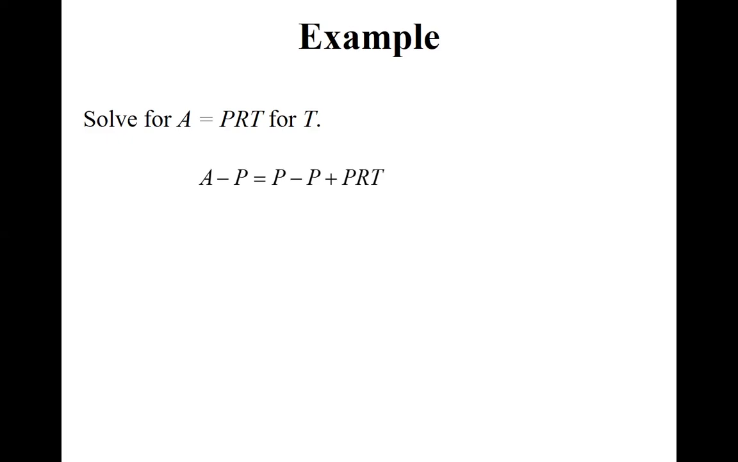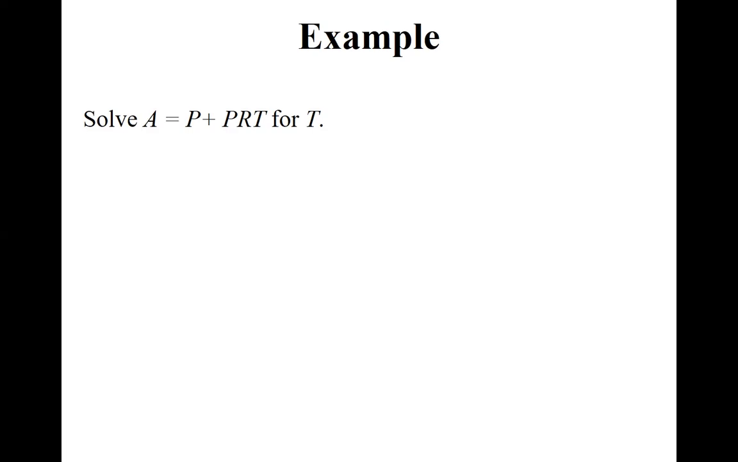Oh, I see what happened. This is a mistake. Let me fix it. Okay, fixed it. That should have said solve A equals P plus PRT for T. So there's a P and then there's a plus PRT. So it's not as easy as just dividing by PR. Forget everything I said about dividing by PR.